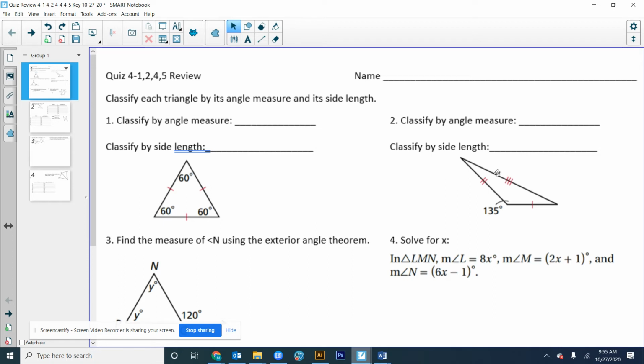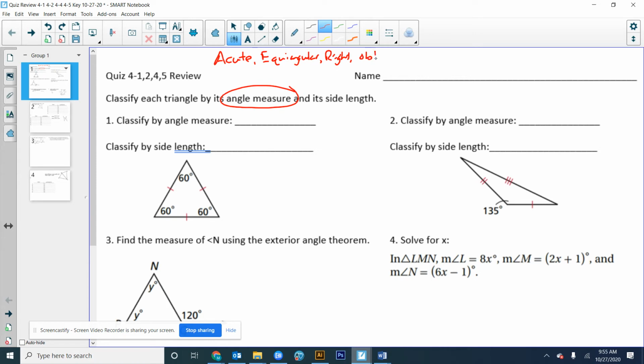All right, so when it comes to classifying triangles by angle measures, what are your choices for angle measure classification? Acute, angular, tricky, it's all right. Right? Obtuse. Good. So this one was equiangular.